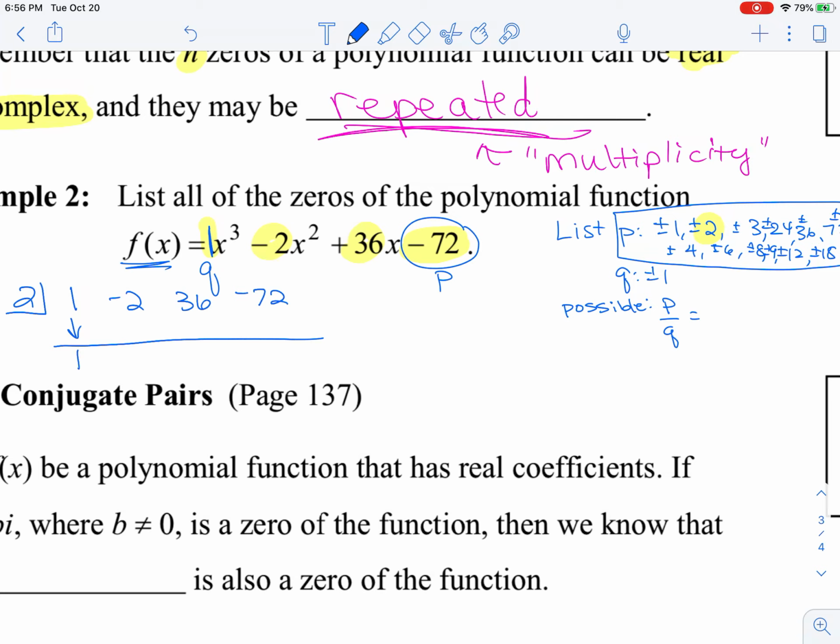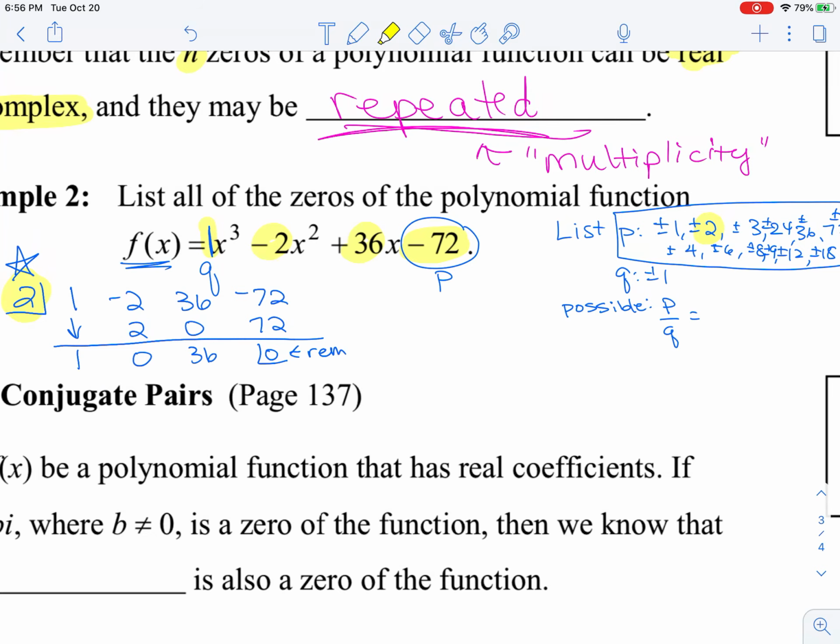And we're going to bring down the first term, and now we do synthetic. 2 times 1 is 2, add down. 2 times 0 is 0, add down. 2 times 36 is 72, add down. This is our remainder. So we know 2 is a solution if the remainder is 0. So we know 2 is a solution.